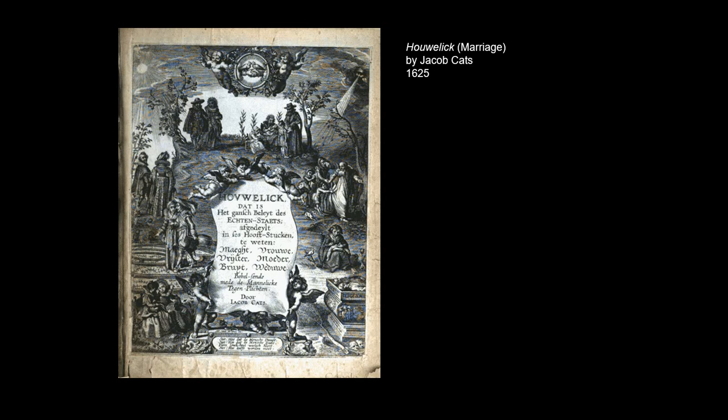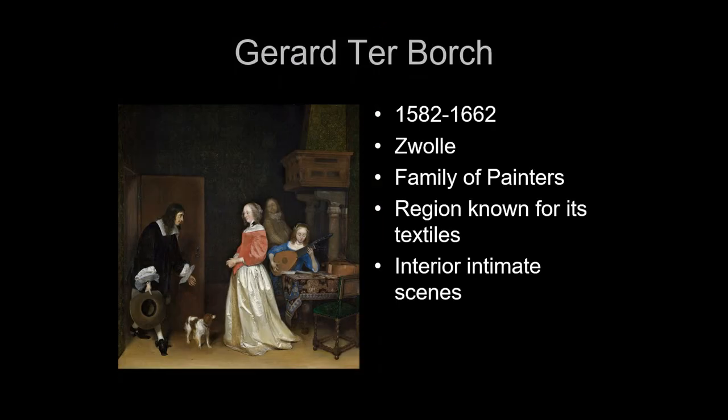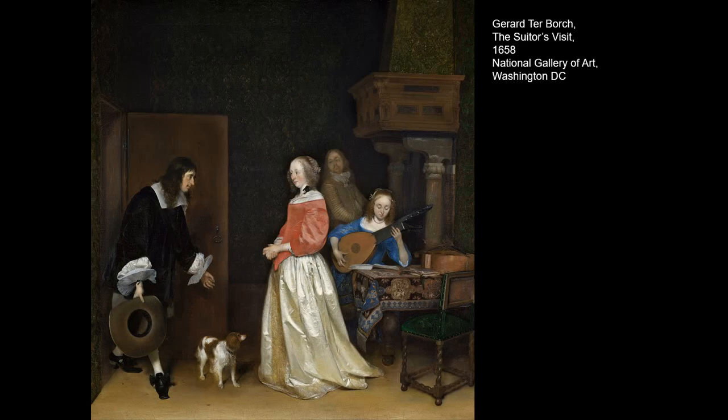So I've promised sex. Let's get to sex. Let's do it. Let's get to Gerard ter Borch. So Gerard ter Borch was one of these painters, and he was really known for these beautiful, intimate interior scenes. And he was from a family of painters from Zwolle, and what's interesting is that this region was known for its textiles. So you can look at a Ter Borch and you instantly can get a Ter Borch because he has the most beautiful satin dresses. Take a look at this scene. So this scene is known as the Suitor's Visit, and right away we have a very strong emphasis on the textiles.